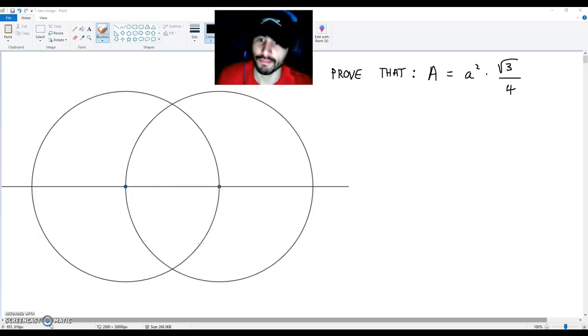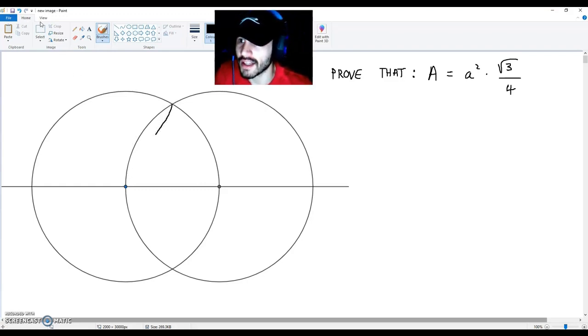This is going to mean, because of this diagram, that from this point in blue to this point over here, you're going to have a radius. And we're going to give the value of that radius a, okay? From here to here, we also have a radius, and we are going to give it the same value a. And from here to here, we also have a radius, and we are going to give it the same value a.